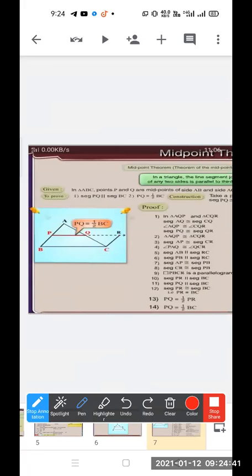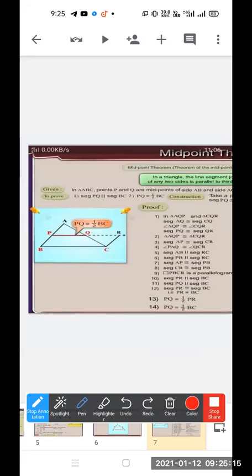Now, AP is congruent to segment BP. What is the reason? Because P is the midpoint of AB, as given in the theorem. Therefore, AP is congruent to segment PB. And PB is parallel to segment CR.